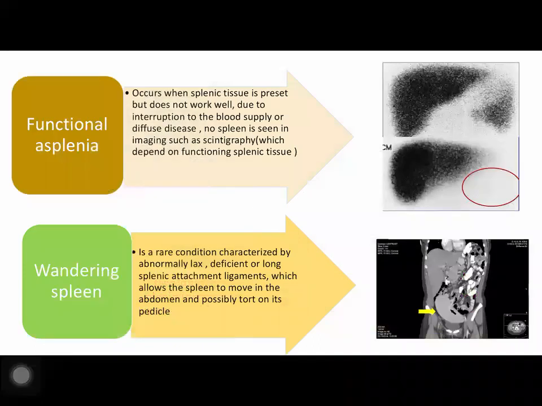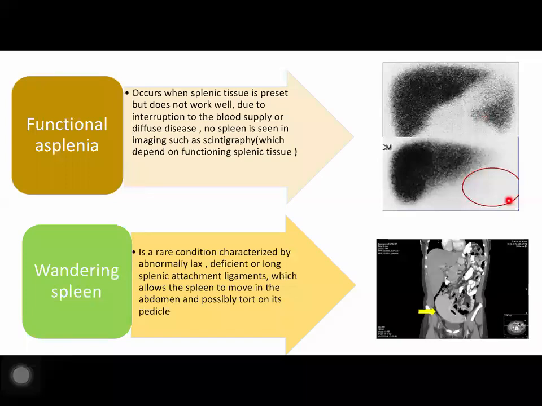Functional asplenia: the spleen is normally present but doesn't work well. It is diagnosed by scintigraphy. Scintigraphy is what diagnoses functional tissue only. In functional asplenia, there is no well-working tissue.